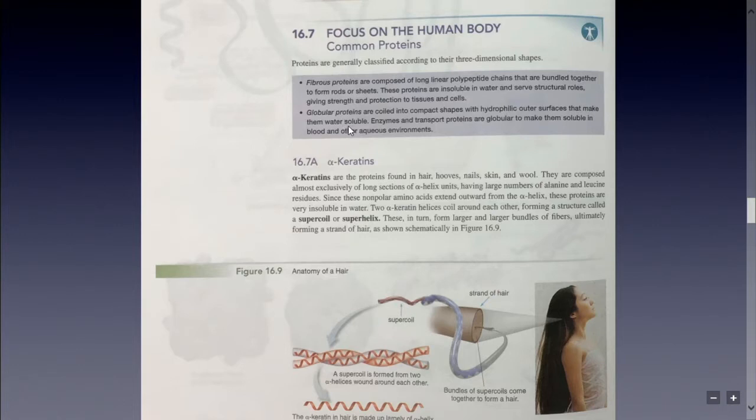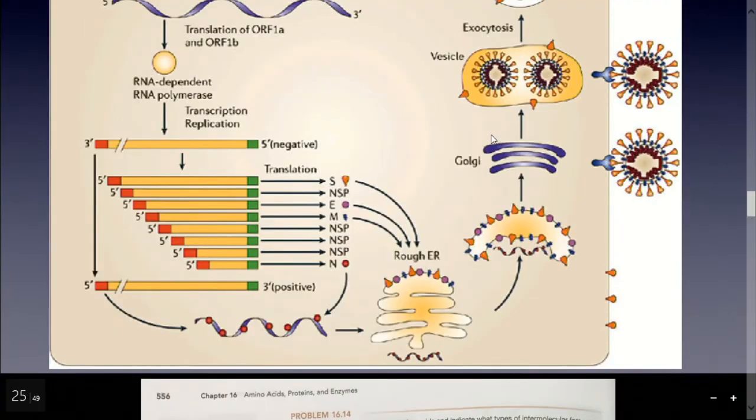So a lot of the globular proteins can be moved around in your blood because they're soluble, because of those hydrophilic outer surfaces. In other words, a lot of the amino acids in the polypeptide have hydrophilic side chains that can interact with water. And those hydrophilic side chains are usually on the outer surface of the globular protein. That's kind of the way proteins assemble themselves anyway.